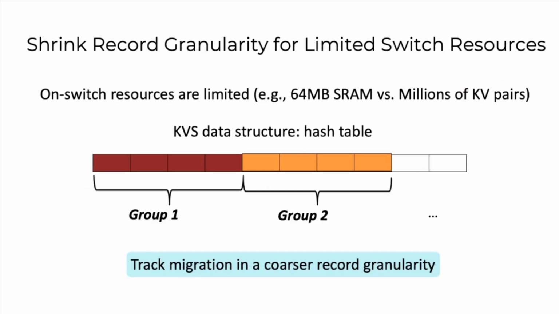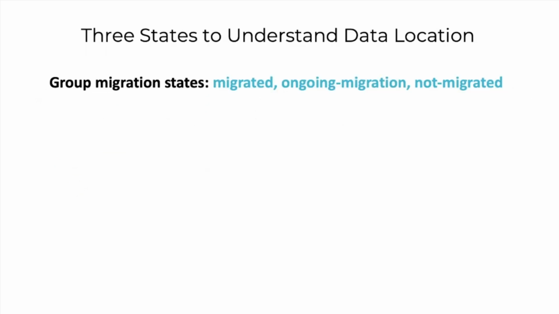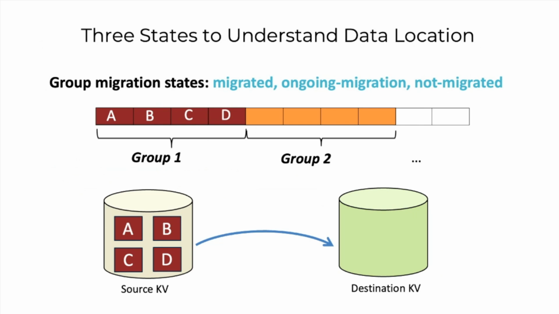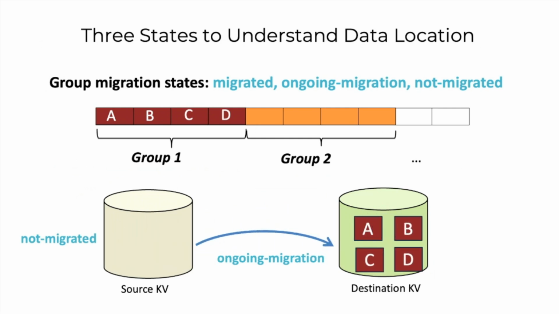The rationale behind this is that they have a common prefix of hash values. Given the definition of a group, we define the data location of the group states. For example, suppose this group has 4 items, and at the beginning all of them are in the source, so this group is not migrated. Then when part of them are migrated on the fly, the group is ongoing migration. And finally, when all the data items are moved to the destination, we call this group migrated.